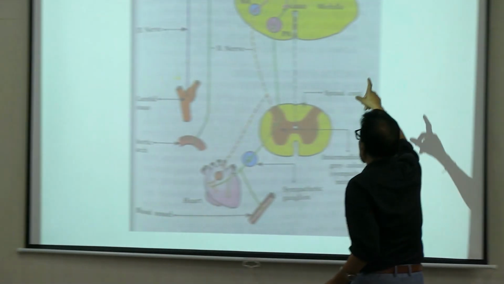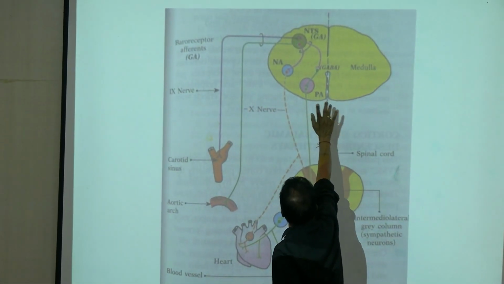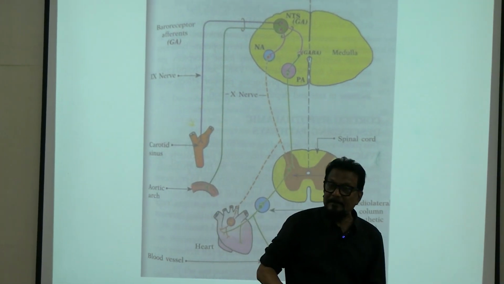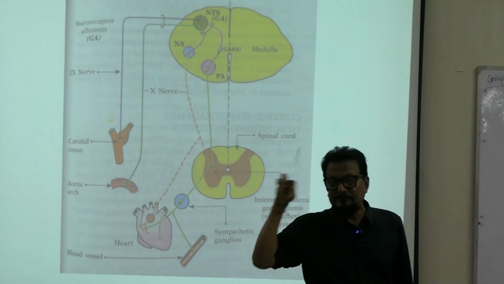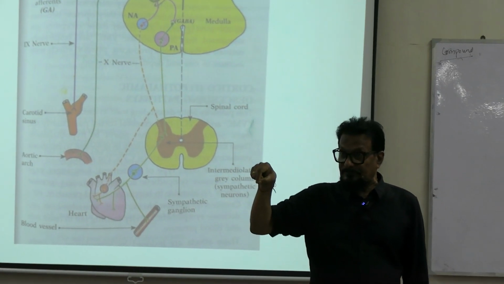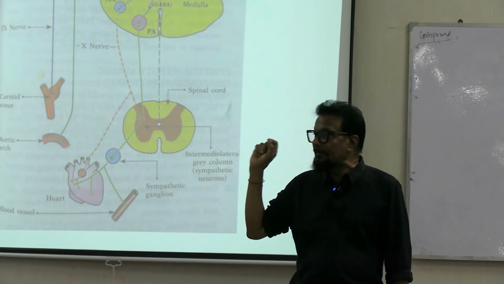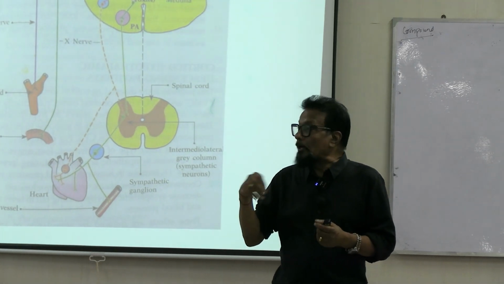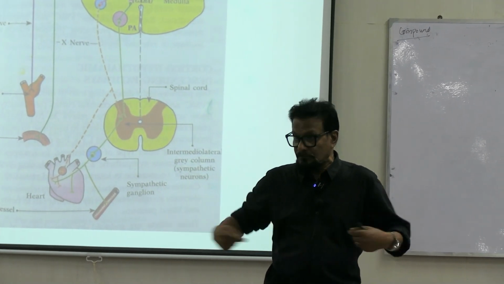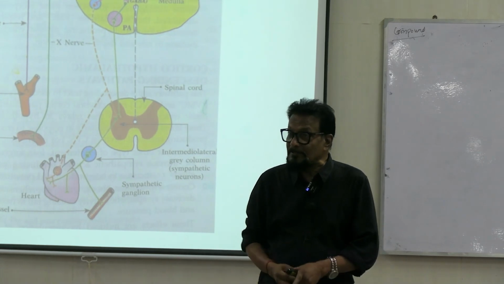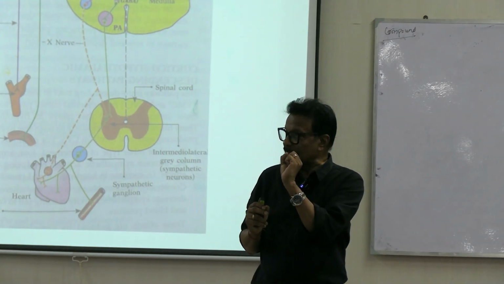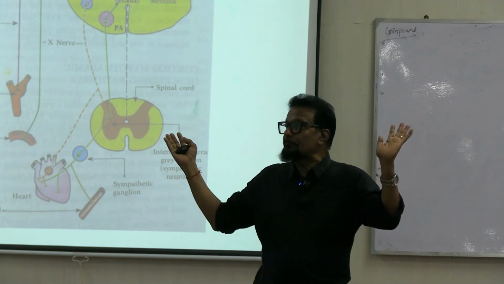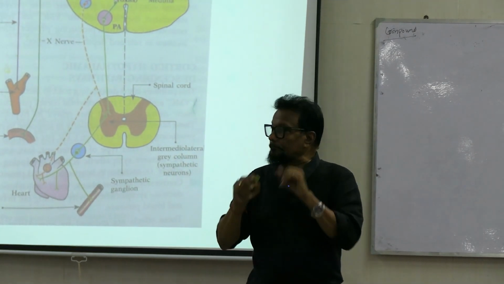Moreover, this nerve, this NTS, will influence this pressure area. Pressure area means the lateral area, the sympathetic centers; they inhibit this. If these are inhibited, then they will not be able to send excitatory stimulus to the heart and to the blood vessels. So there is no vasoconstriction and no increased cardiac activity. As a result, blood pressure will come down.